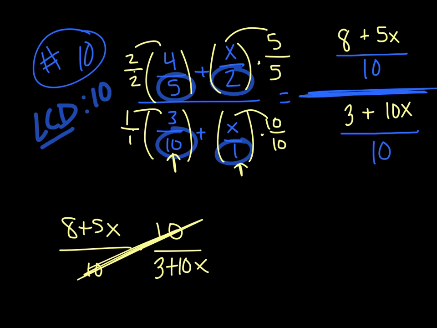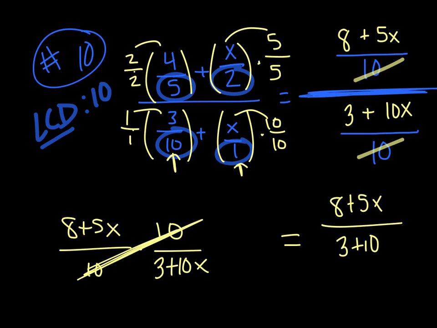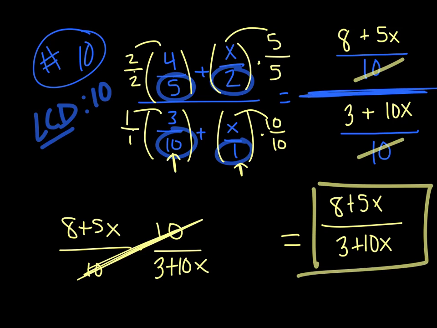So what happens is this big fraction up there, your denominators are going to cancel, and you are just left with 8 plus 5x over 3 plus 10x. And you can't factor anything out or simplify, so that's just going to be your final answer. So the process is still the same as when we add and subtract expressions. It's just you have more fractions to look at a single time.